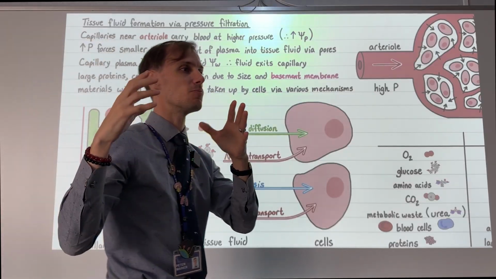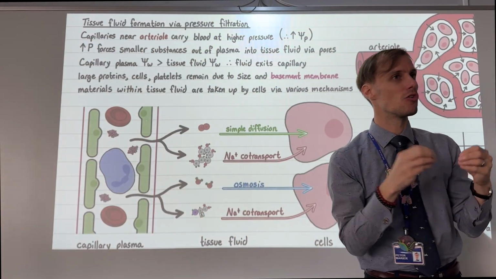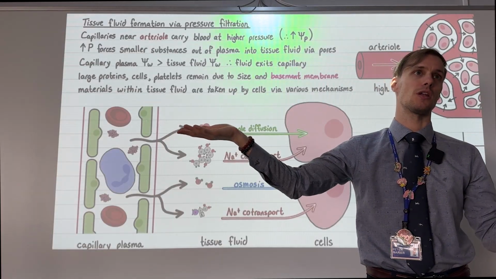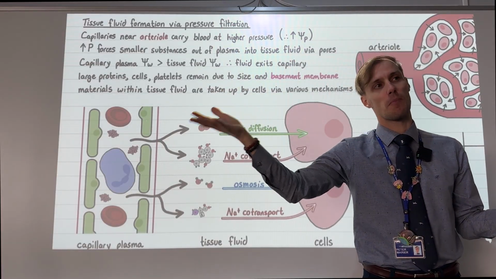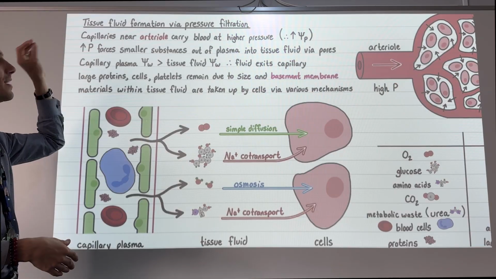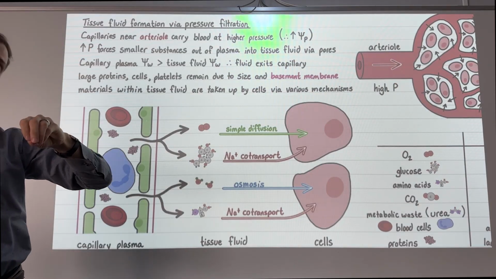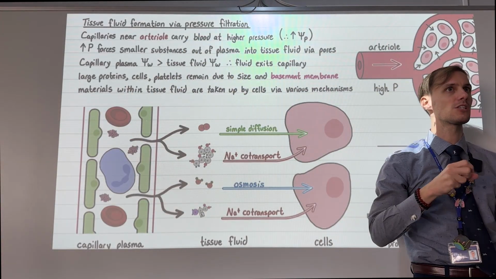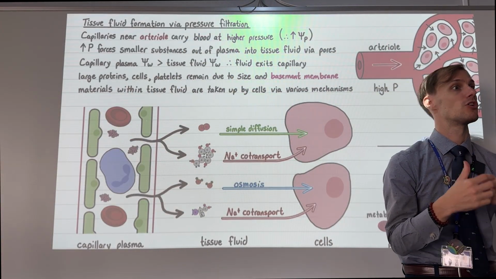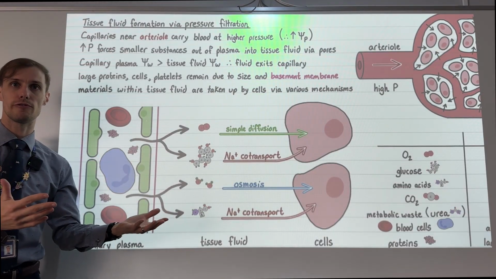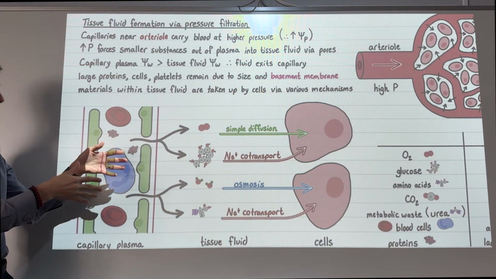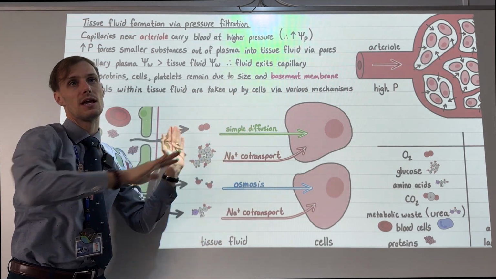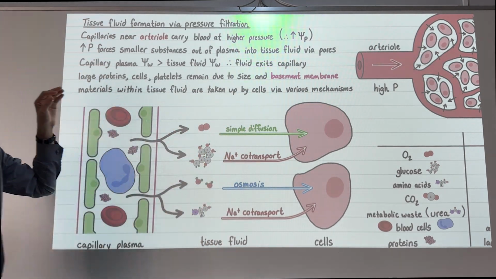Because if something is moving in one direction, you'll have to know, okay, that means that this direction must have higher water potential than this direction. Why does this part have a higher water potential than this part? In this case, tissue fluid is formed from the capillary into the interstitial fluid. This is all formed through something called pressure filtration. We're going to form tissue fluid via pressure filtration, where basically fluid is going to be pressured out of the capillaries into here. So how is that possible?